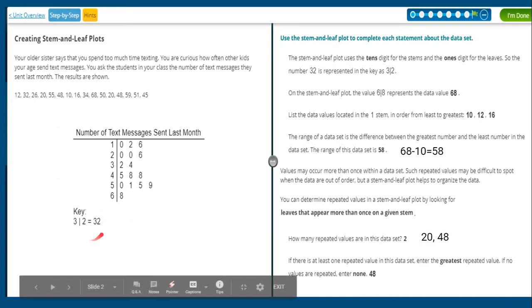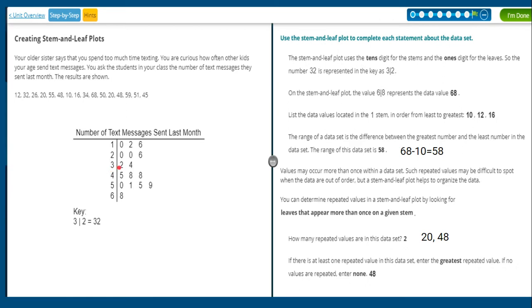All right, the key right here is how you are to read the stem and leaf plot. So 3|2 is the number 32, because right here in the third row, 3|2 right here represents the number 32, which is right here. Okay, so that's how you read the stem and leaf plot. So come over here with the questions.